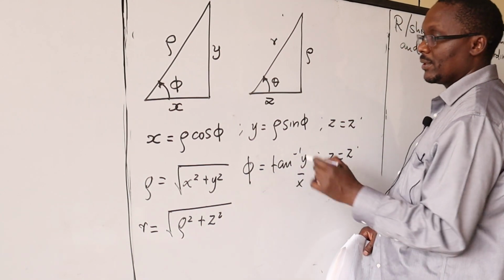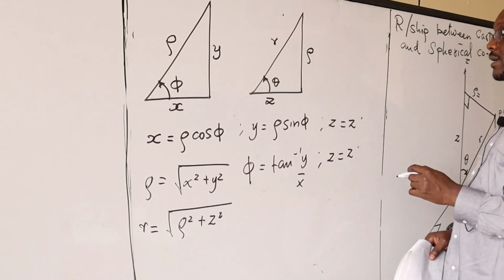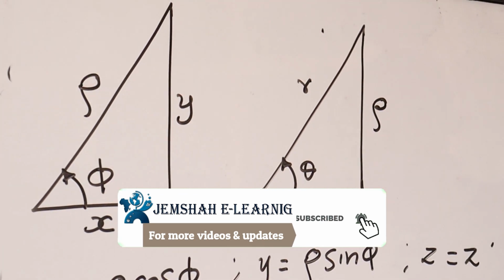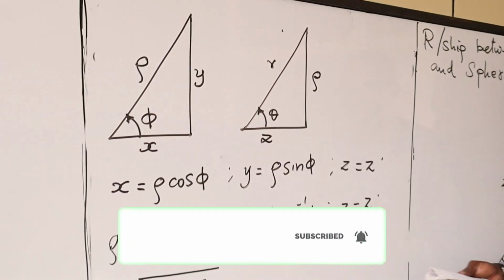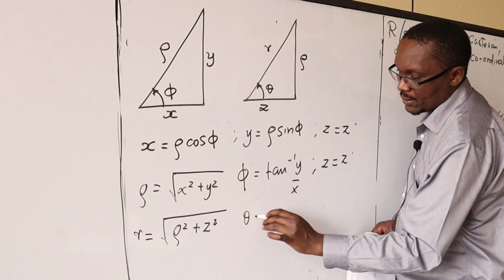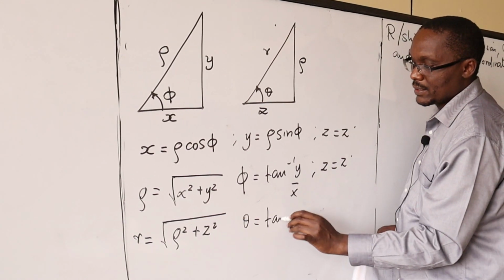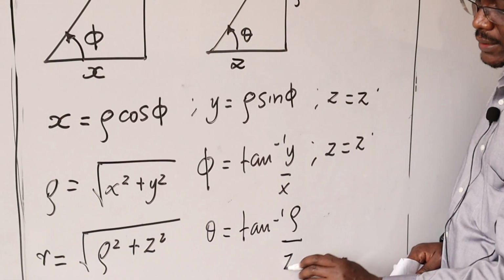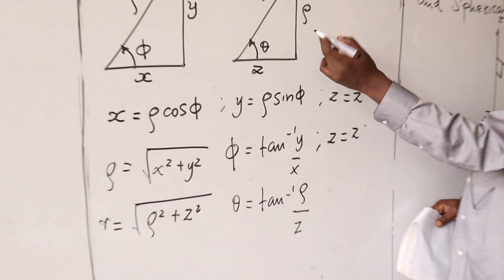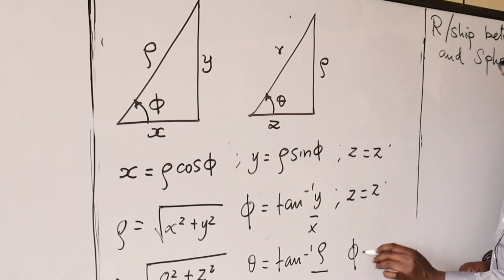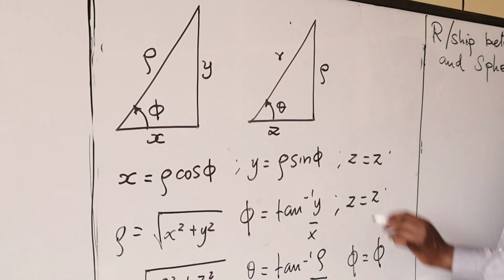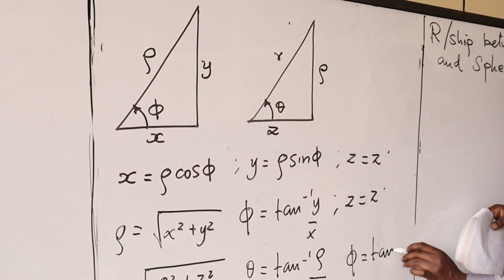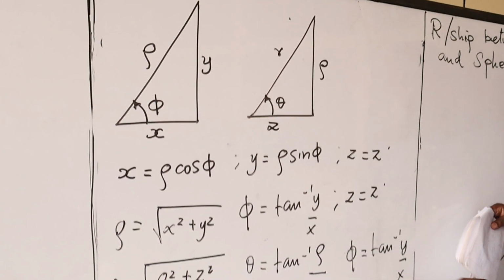Then again, we say that it is r, theta, then phi, and our theta will be what? From the same, theta must be the tan inverse of the opposite, which is rho, over the adjacent, which is z. And phi will be the same as the other phi in the cylindrical coordinate system, and that phi is the same as tan inverse of y over x.